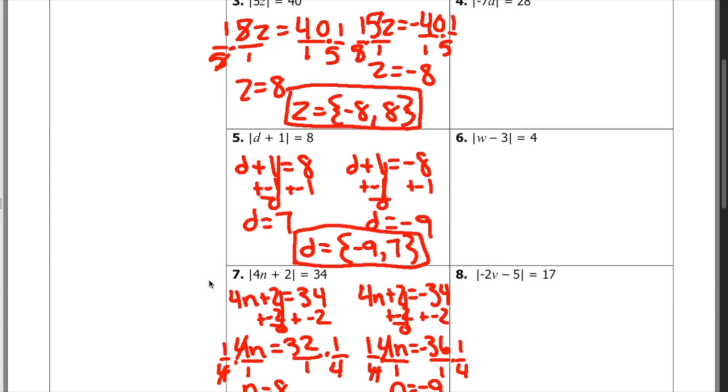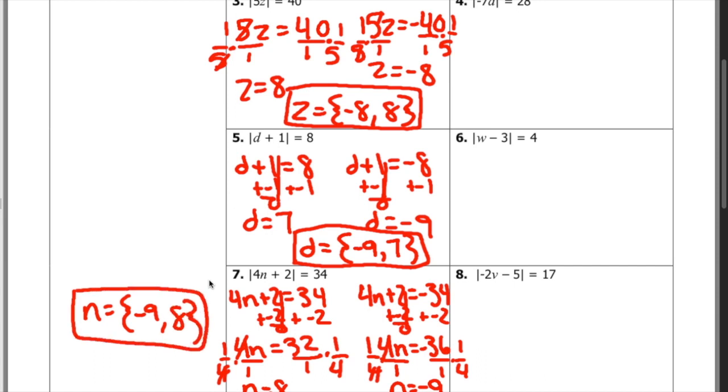So our solution for number 7, I'm going to write it over here to the left where there's a little bit more room, is n is equal to negative 9, again always have your smaller number on the left, and then positive 8. And that is my solution there. All right, I'm going to skip number 8 as well. I'm going to have you guys go back and do the ones that we did not do.